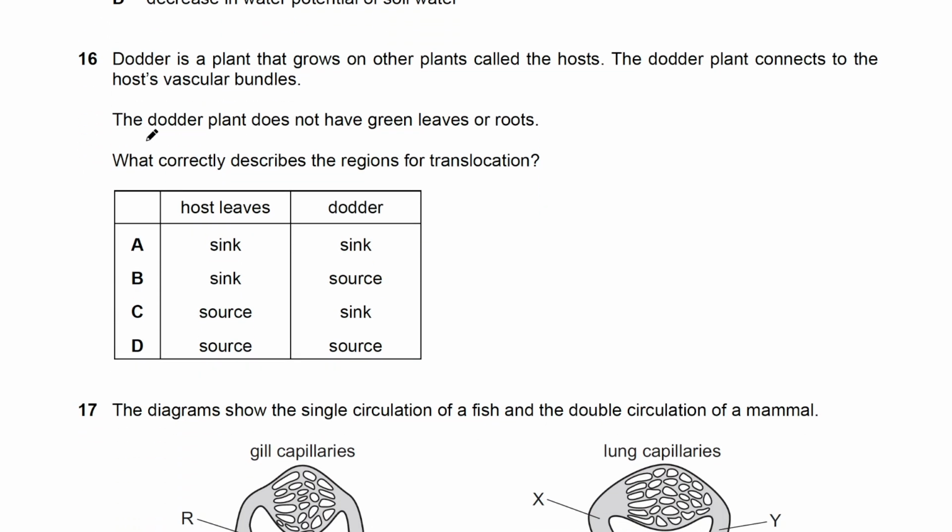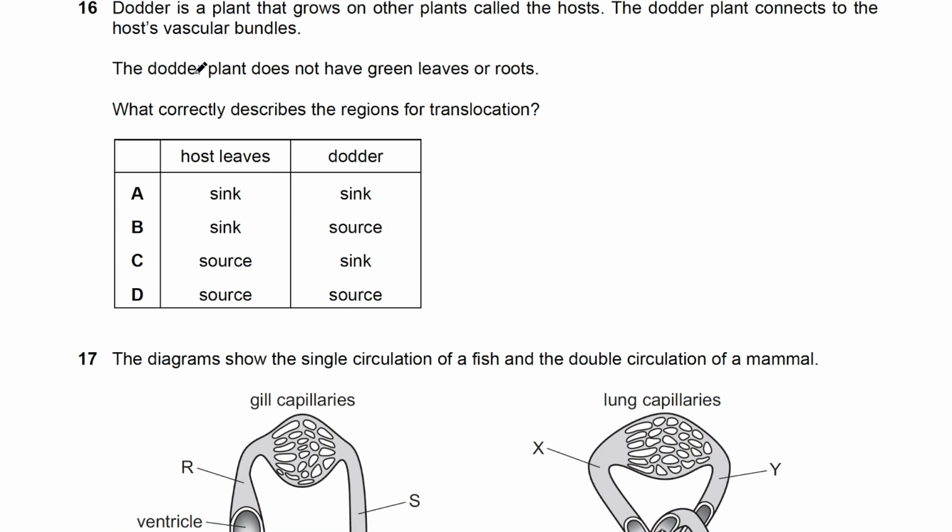Let's move to question number 16. Dodder is a plant that grows on other plants called the hosts. The dodder plant connects to the host's vascular bundles. What do we mean by vascular bundles here? To remind you, the phloem and xylem carry the nutrients, minerals, and water. The dodder plant does not have green leaves or roots. That makes sense because it depends on the host. What correctly describes the regions for translocation?